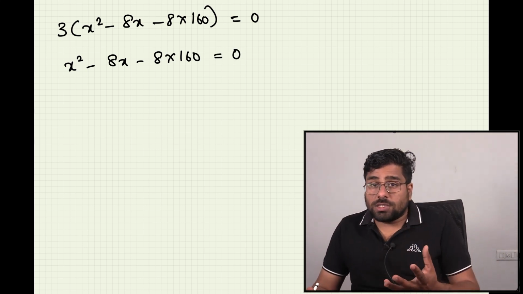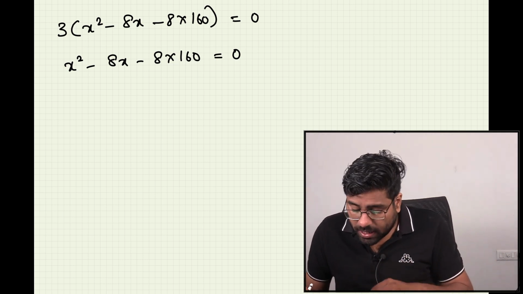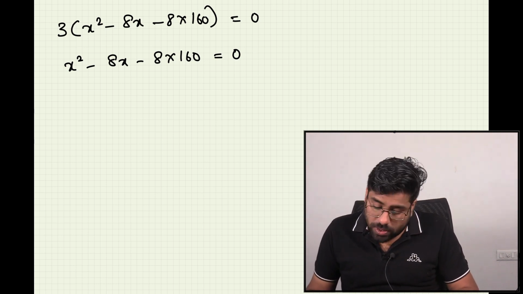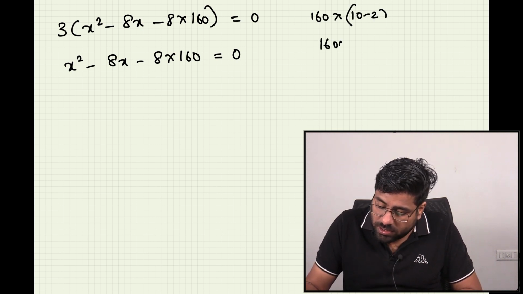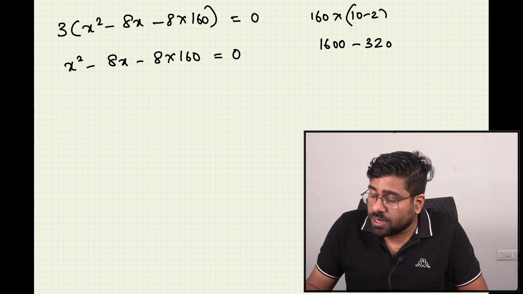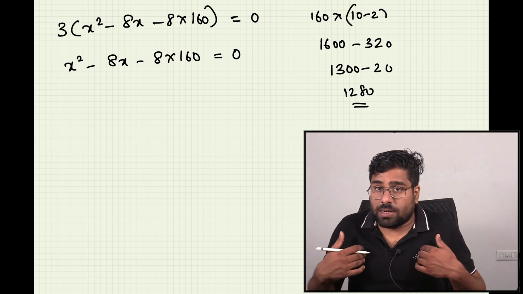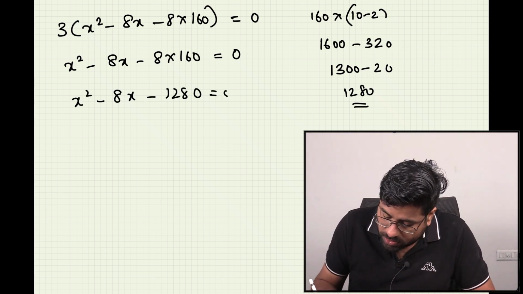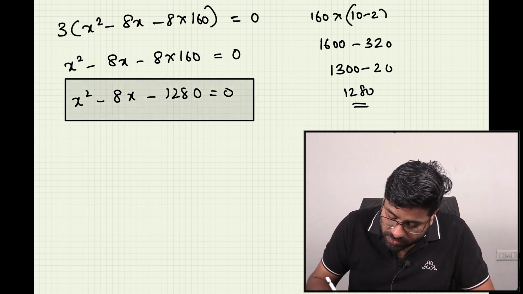Now, how will I do 8 into 160, dear students? There are many methods for me to do it, and the method that I prefer right now is to do 1600 minus 320. I did it by 160 into 10 minus 2. So that is going to be 1600 minus 320. Now again, how will I subtract this one? I'll subtract it as 1300 minus 20, which is equal to 1280. So that is going to be x square minus 8x minus 1280 is equal to 0. This is going to be the final expression for this particular question.